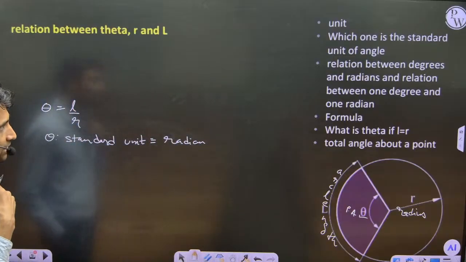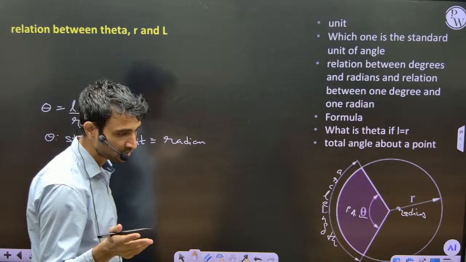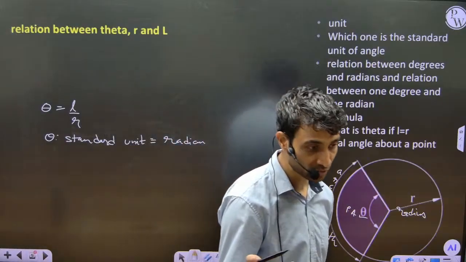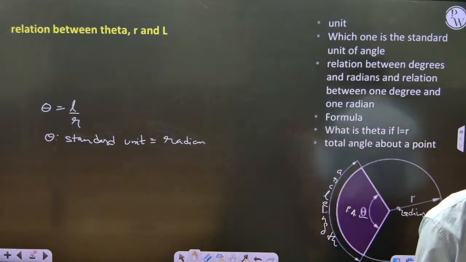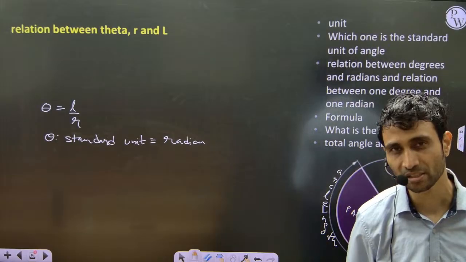Relation between degrees and radians. So let's see the relation. Now you know what is degree, and I told you the standard unit today. I told you it's radian, right? So you would be intrigued to know, after all, what is the relation between degrees and radians. Let's find that out.